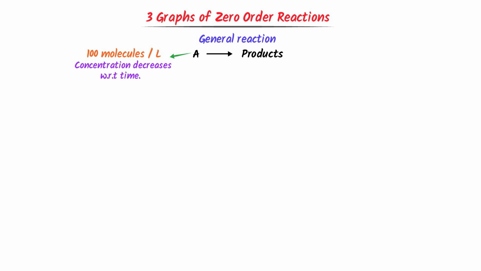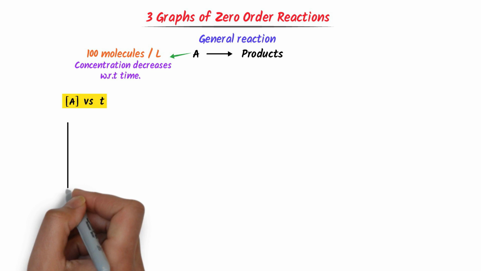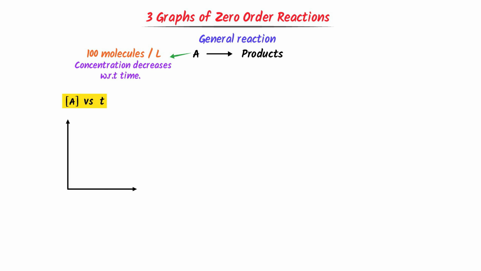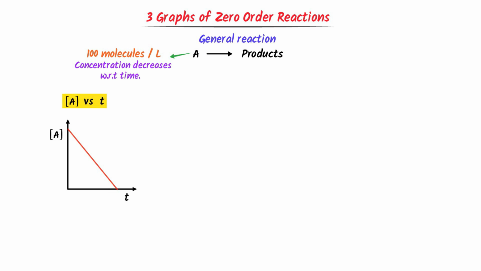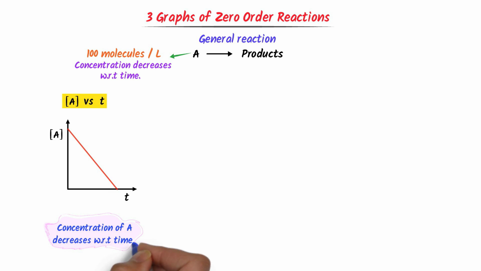Now let me ask you, draw a graph for the concentration of A reactant against time. Can you draw it? Well, it is super easy. I draw 2 perpendicular lines. Along x-axis, I take time t. Along y-axis, I take concentration of A reactant. We know that the concentration of A reactant decreases with the passage of time. So I draw this decreasing line. This line shows that the concentration of A reactant decreases with respect to time.